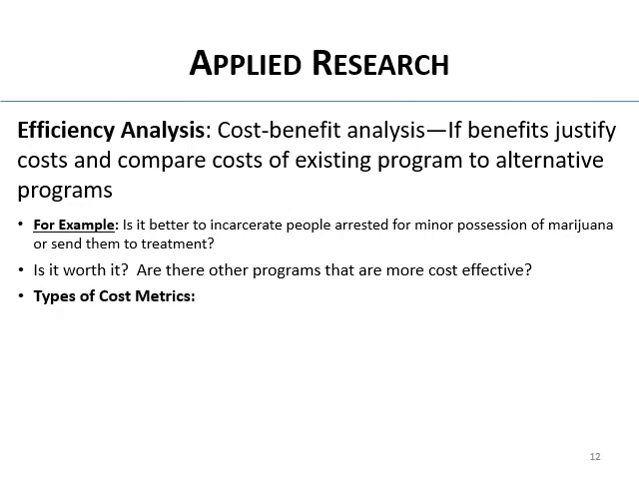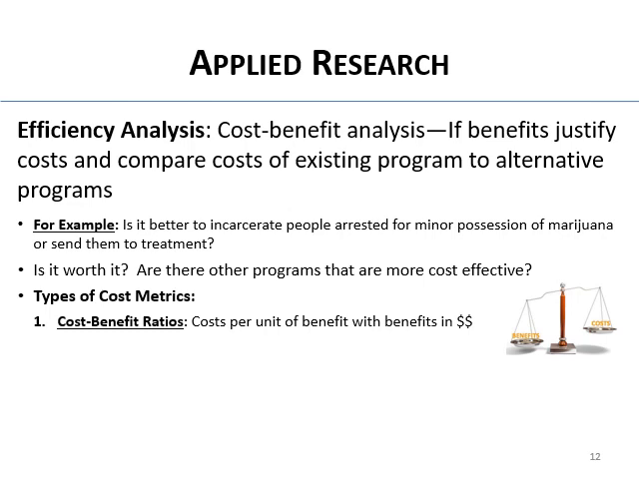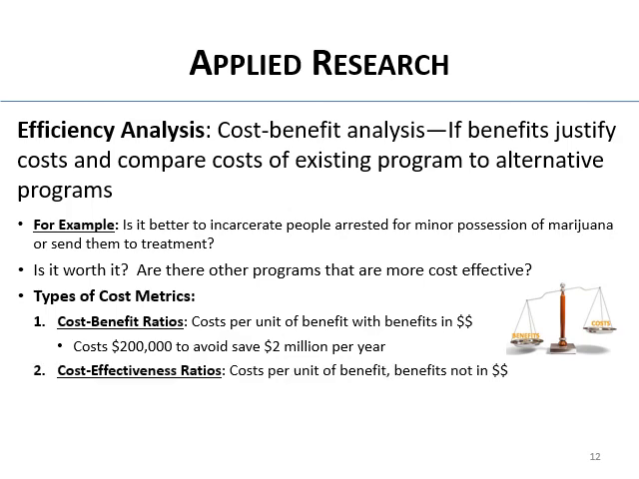So you look at different cost metrics, and there's two major classes. There's what we call cost benefit ratios. That's when you look at what is the cost per unit of benefit, and the benefit is in dollars. So it costs $200,000 to save $2 million per year. That would be a cost benefit ratio. So not a bad one.